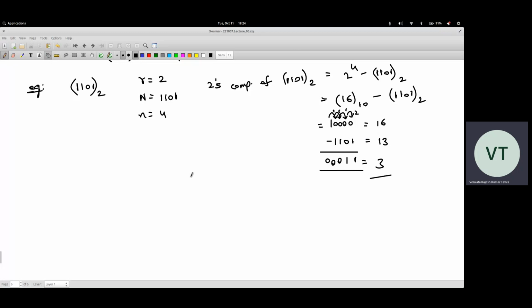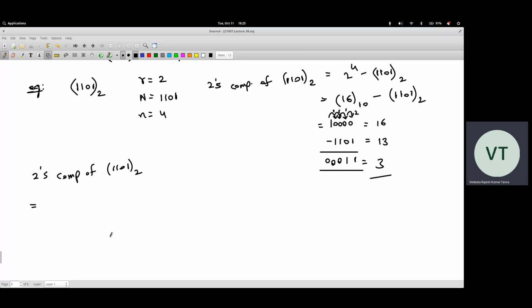When you borrow 1 unit from the higher number, in the next place, it becomes that base so many times. If the base is 10, it becomes 10 times. If the base is 2, it becomes 2 times. If the base is 8, it becomes 8 times. Now this is a complex way of doing it. So a simpler way of doing it is, what is the simpler way of doing it?